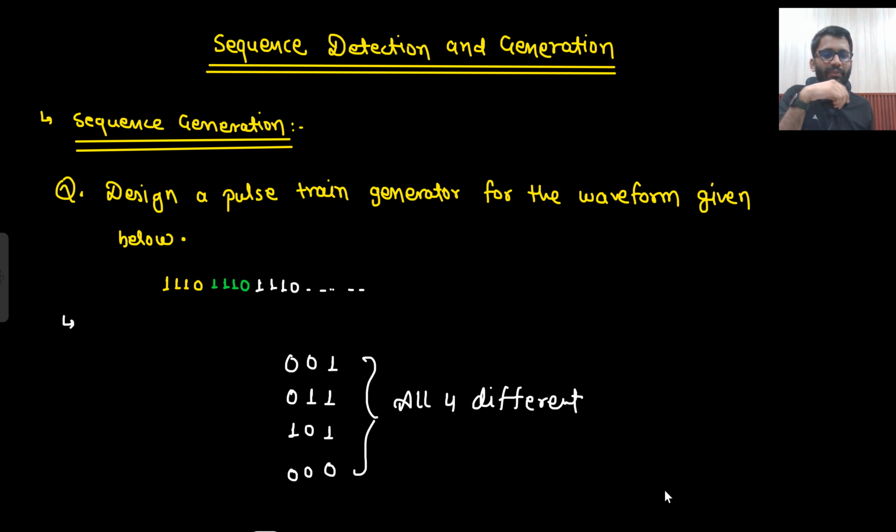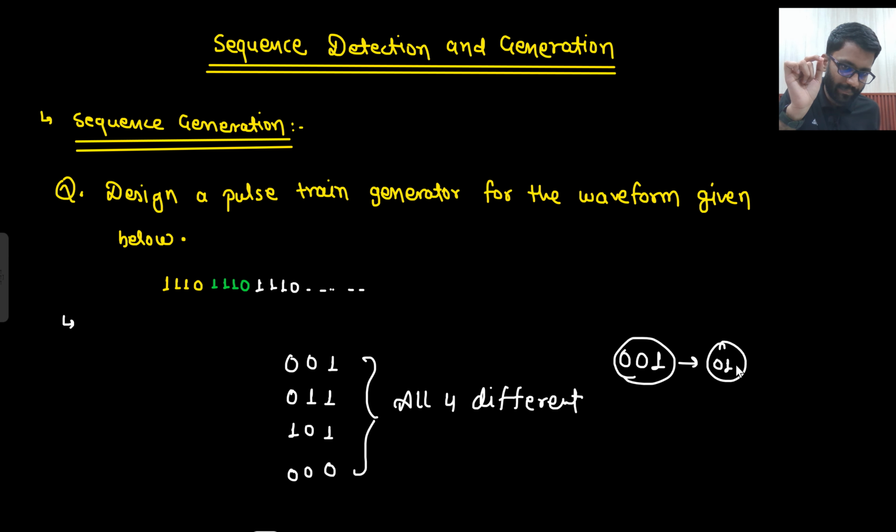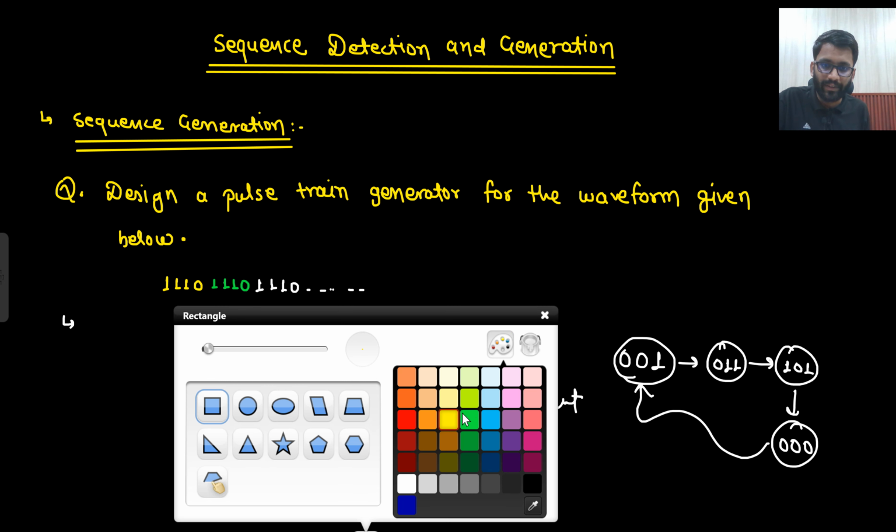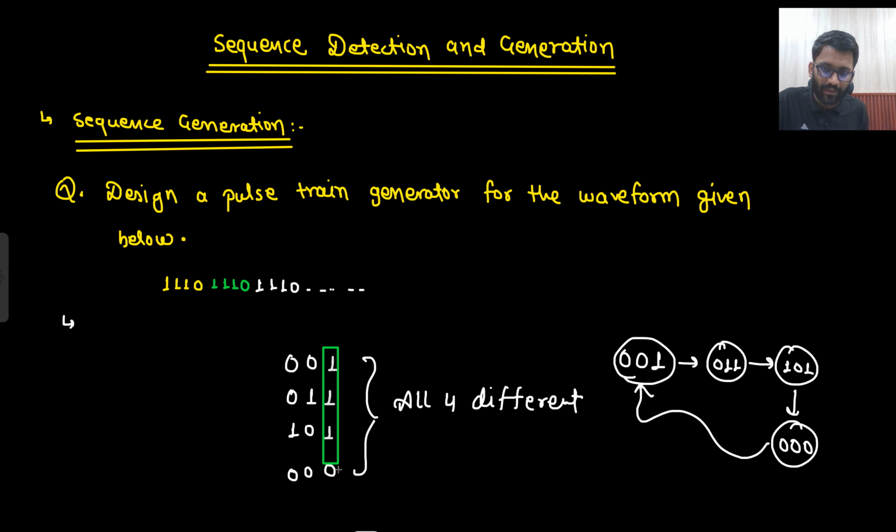Now what has your question become? Now your question has become that you need to generate a sequential circuit which will go from 0 0 0 1 to 0 1 1, then to 1 0 1, and then to 0 0 0, and then again back to 0 0 1. And here at the last bit, I will collect my output. We will see the design, it will be more clear to you.